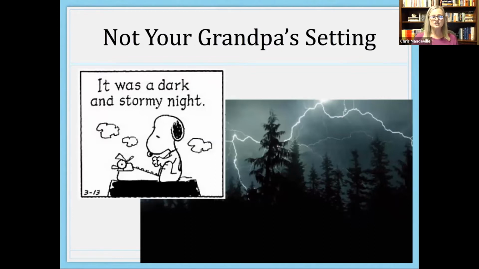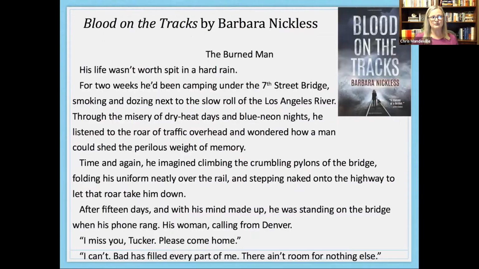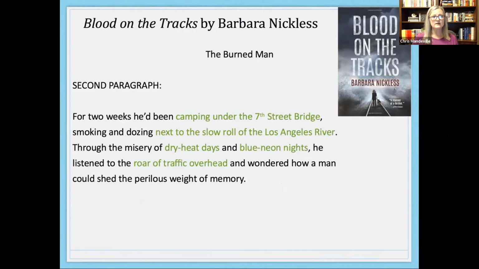We're going to dig in just for a minute into Barb Nicholas's page that we've already read. There is one paragraph that has a lot of setting, and that's the second paragraph. Let's take a look just at that. These elements of setting that I've identified, I highlighted in green. There's quite a lot of them in this paragraph. But when I was reading it, I didn't notice a lot of setting. Why didn't it feel heavy in setting?